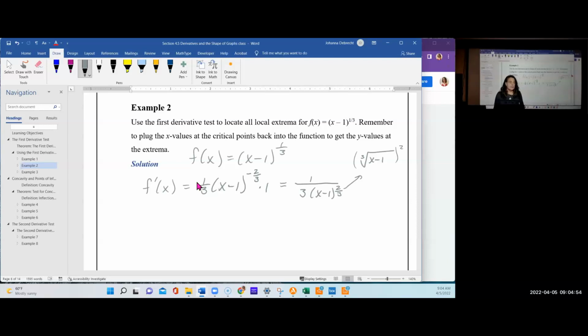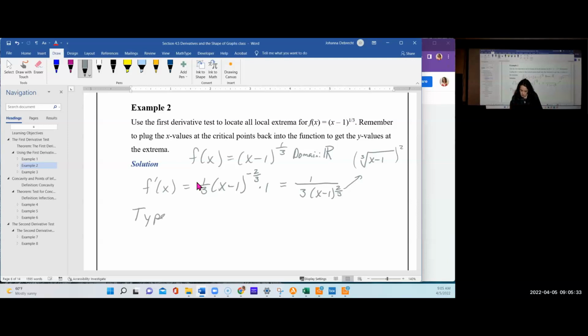Now, keep in mind that the original domain, which is important in order to know whether or not the function is defined, is based on the original function, which is itself a cube root. So it's the cube root of x minus 1, but cube roots are defined everywhere. So the domain for the original function is all reals. So there are no restrictions on where the original function is defined. So now we're going to look for our type 1s and our type 2s.